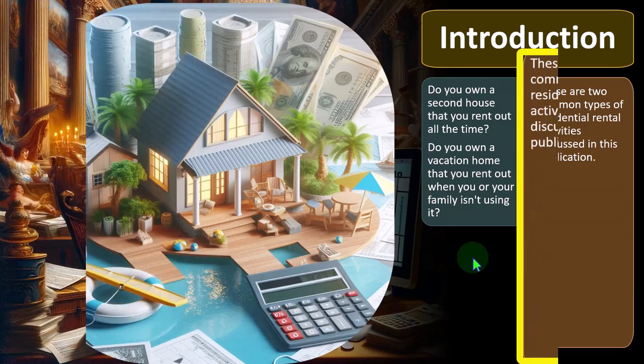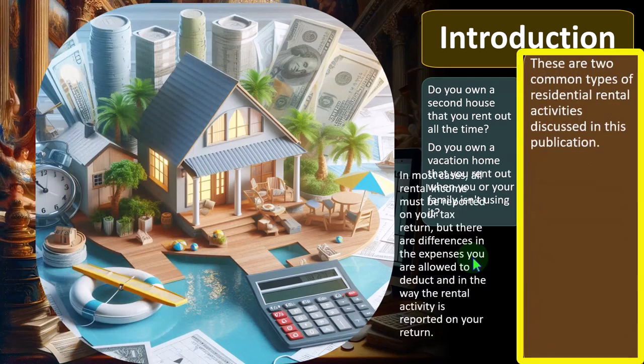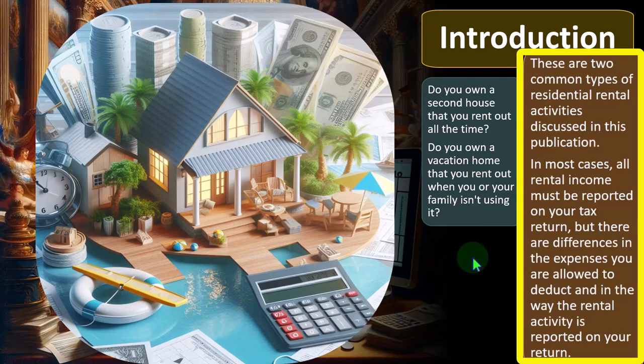Okay, so these are two common types of residential rental activities discussed in this publication. In most cases, all rental income must be reported on your tax return, but there are differences in the expenses you are allowed to deduct and in the way the rental activity is reported on your return. So here are some common scenarios. You have one house and you rent part of that house to somebody else. What do you do with that? Because now you have the one home and you're renting part of it.